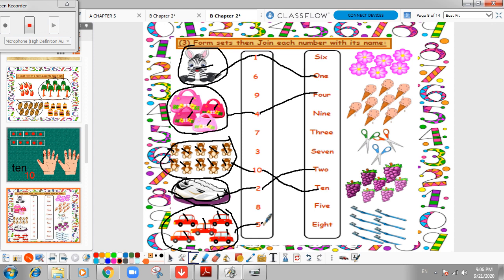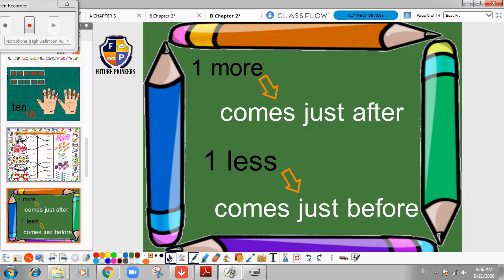F-I-V-E, 5. Great job. And you can continue the rest of the page because it's so easy. Now we're going to take the concept of one more and one less. What is the meaning of one more? One more means comes just after. One less means comes before.